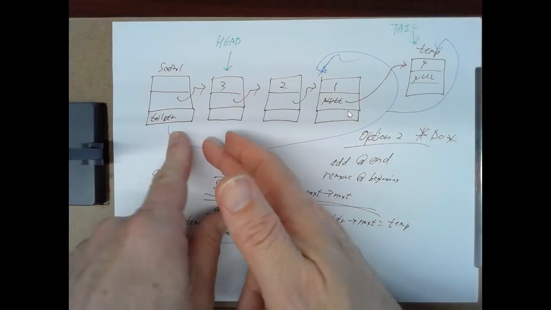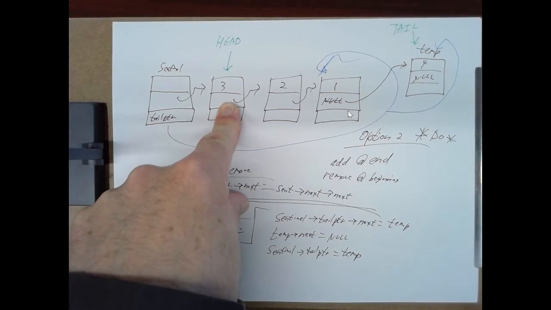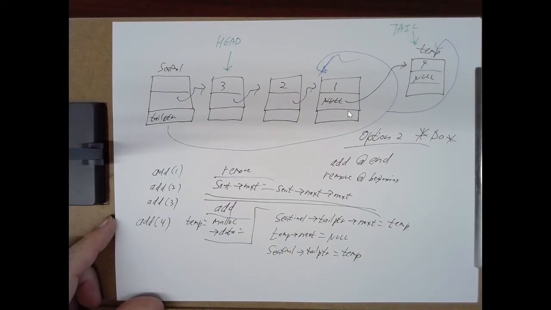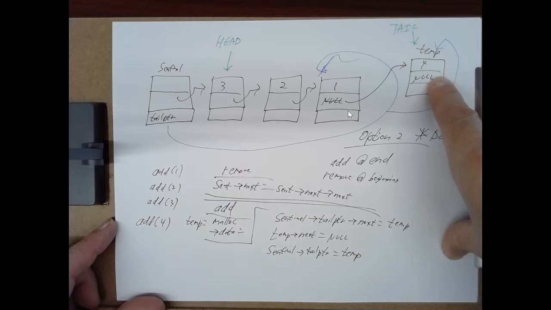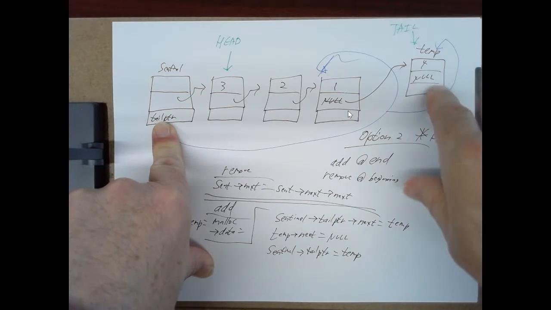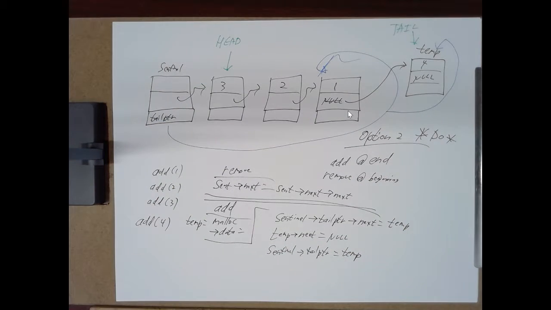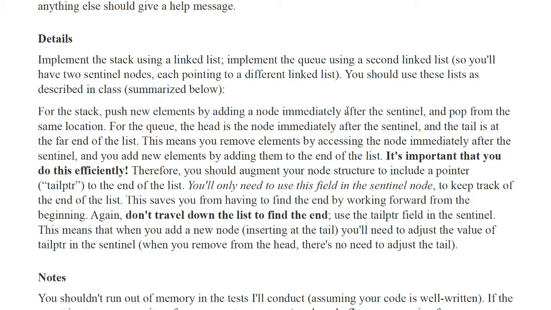Removal's fast because it's always right next to the sentinel. We've got something pointing to it, and we know what comes after it because we have forward pointers. Adding to the tail is fast because we can get to the tail with the tail pointer, and we know that the node that we add is always going to point to null because it's at the end. So both add and remove will be order 1 operations. All right, so the head is the node immediately after the sentinel. The tail is at the far end of the list. So remove elements by accessing the node immediately after the sentinel, that's the head, and add new elements by adding to the end of the list.